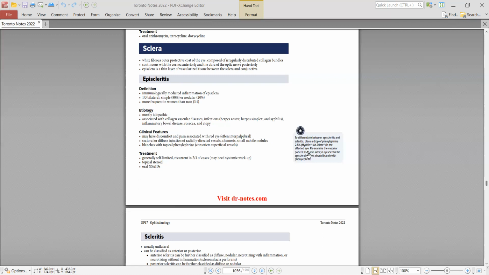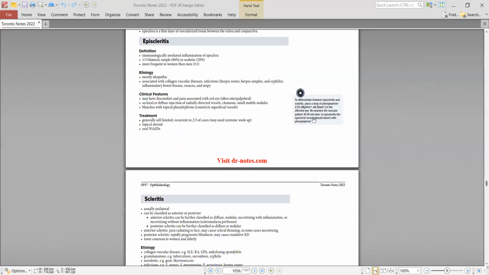So this box is saying that to differentiate between episcleritis and scleritis, place a drop of phenylephrine 2.5% in the affected eye. Re-examine the vascular pattern 10 to 15 minutes later. In episcleritis, the episcleral vessels should blanch with phenylephrine. That means vasoconstriction is there in this redness. These episcleral vessels will have vasoconstriction due to phenylephrine.